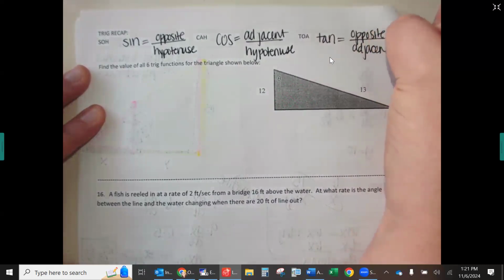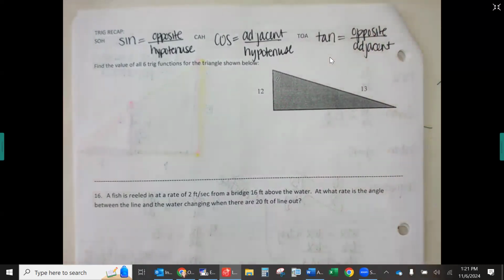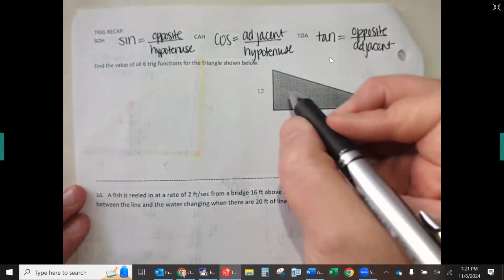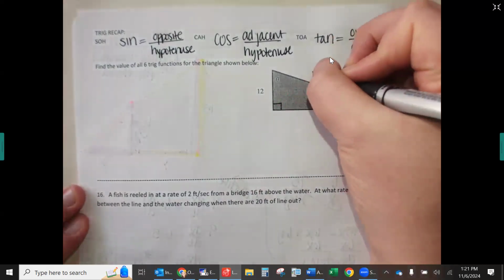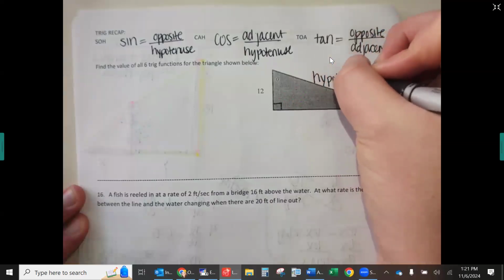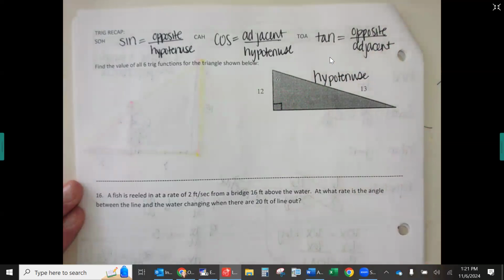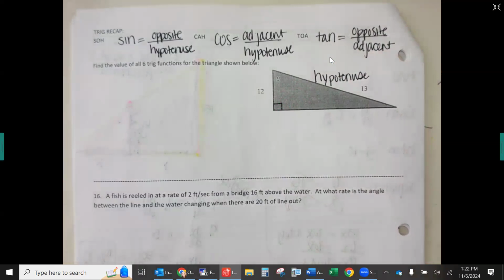A couple of little notes here. When we are referring to the legs of the triangle, that does not include the hypotenuse. The hypotenuse is the side across from the 90 degrees. That means that in this case, the hypotenuse is this 13 side. The other 2 sides are both called the legs. Depending on where you have your theta will determine which leg is the adjacent and which leg is the opposite.